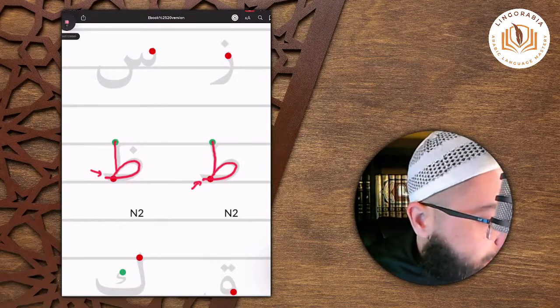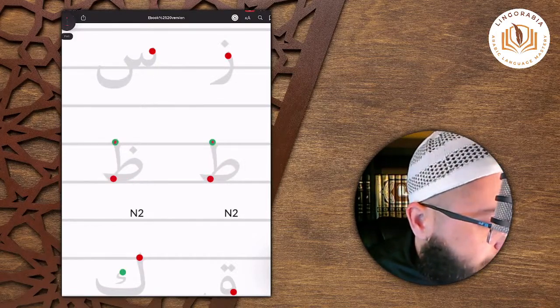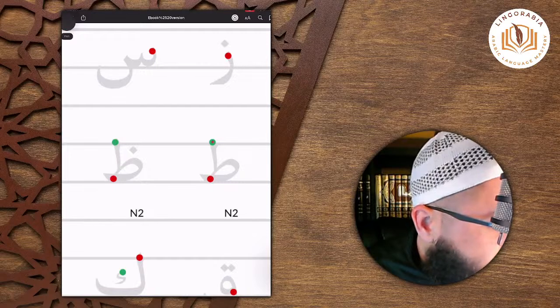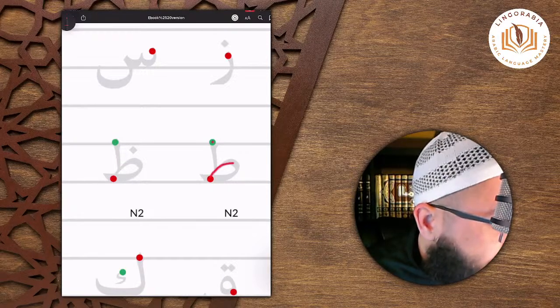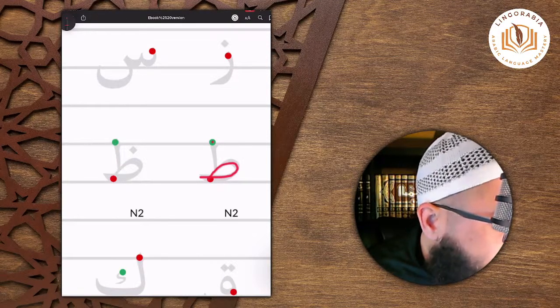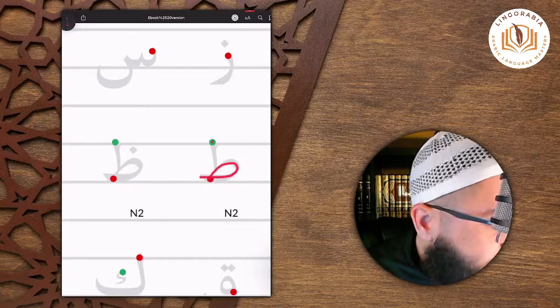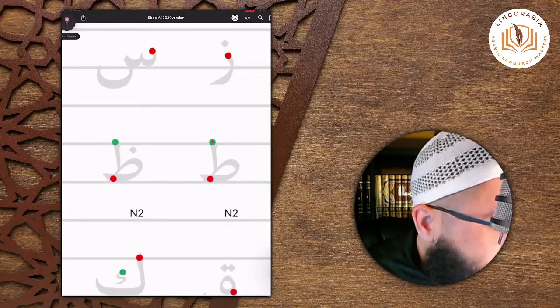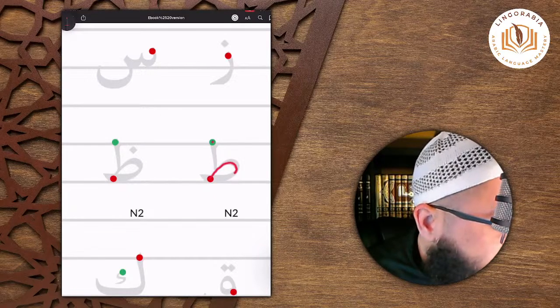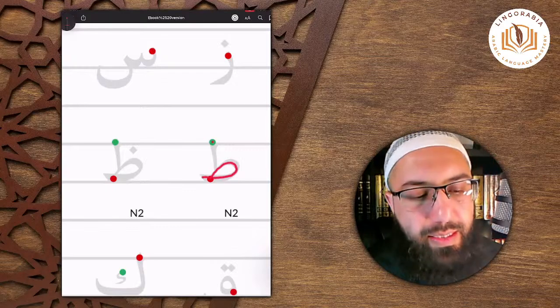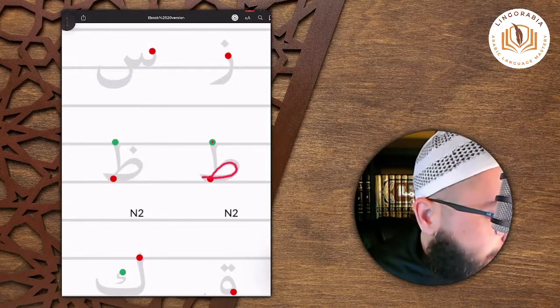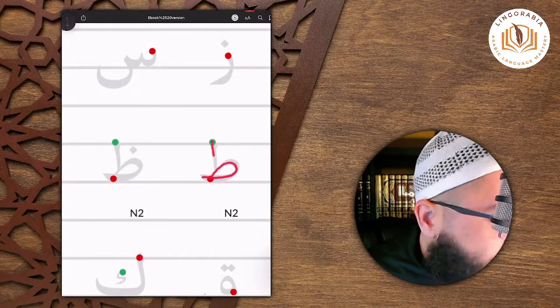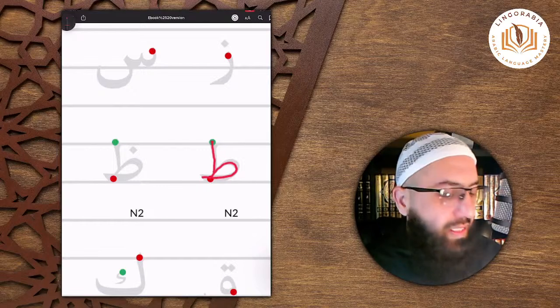So you have two parts. The first part, you start with the red dot, you go like this, and now you release. Okay, I go again. You go clockwise, and now you release. You release the pen. Then you go to the green dot and go from up to down. Okay, this is how you do it.